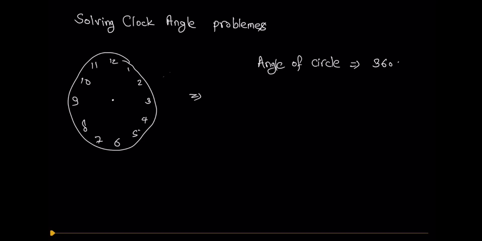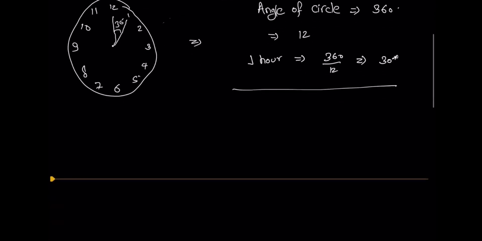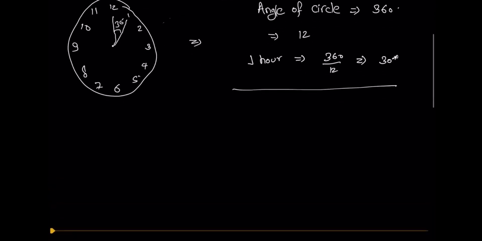If it is a full circle, it's 360 degrees. Now we also know a clock has 12 parts because it's divided into 12 hours. So 1 hour is going to take 360 divided by 12, that is 30 degrees. So every time our hour needle moves, it creates 30 degrees. Now we're going to do something similar for the minute also.